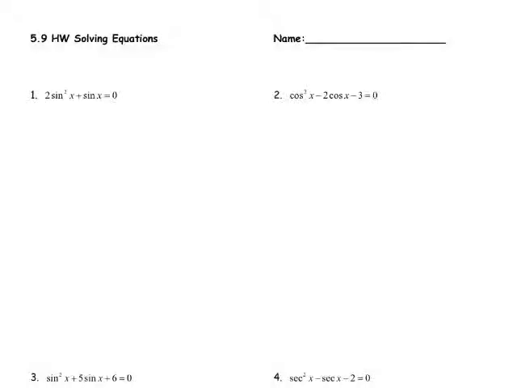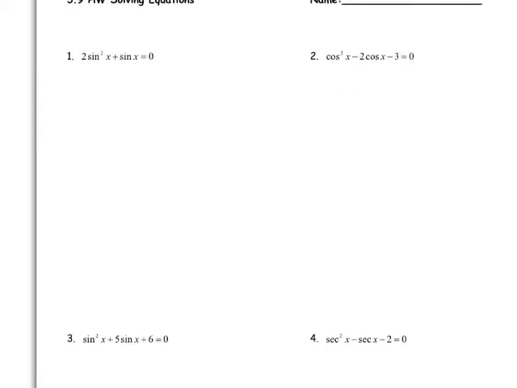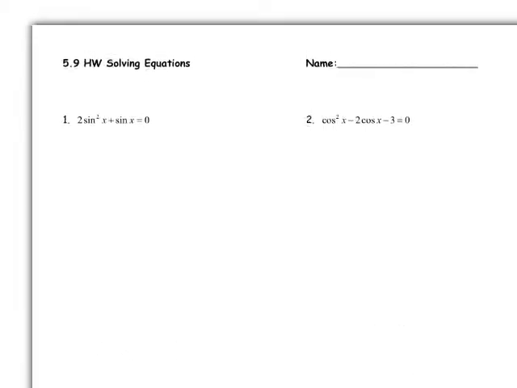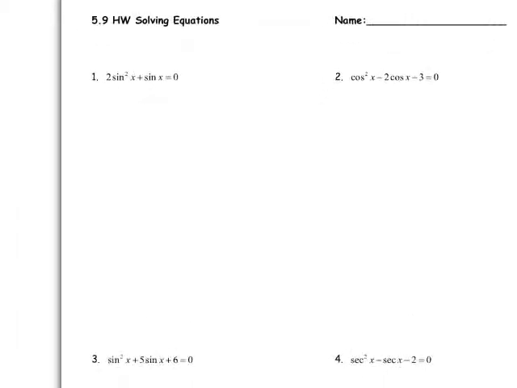All right, so we're going to do 5.9 homeworks for notes today, just to try and catch up from our break. So I'm on 5.9 homework. We're going to do some of these problems. 2 sine squared x plus sine x equals 0.